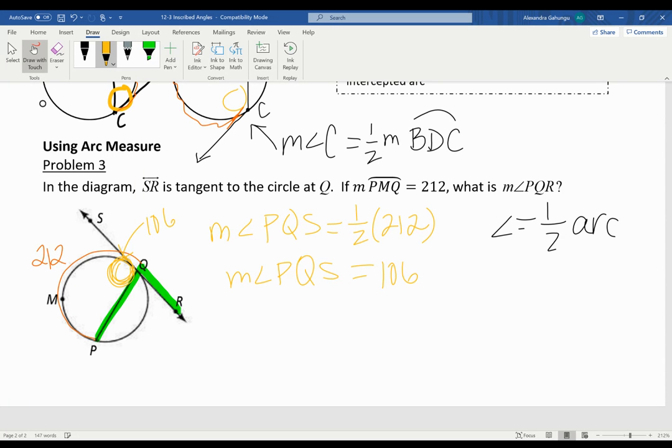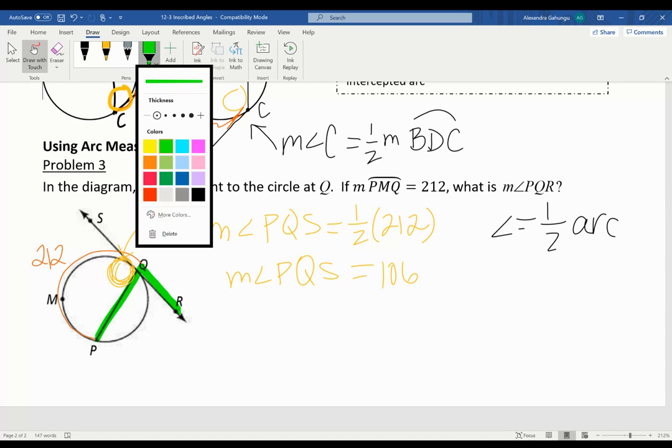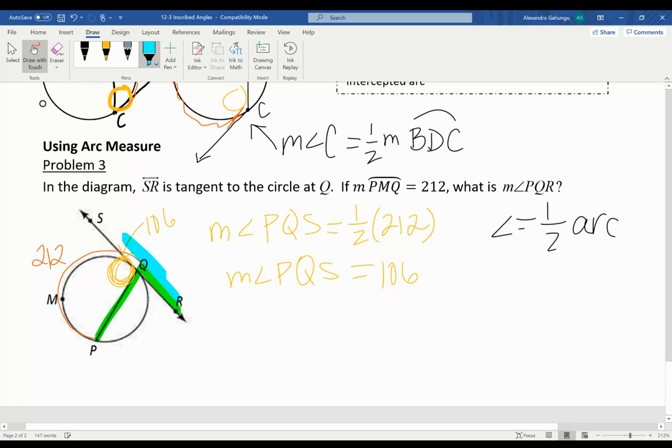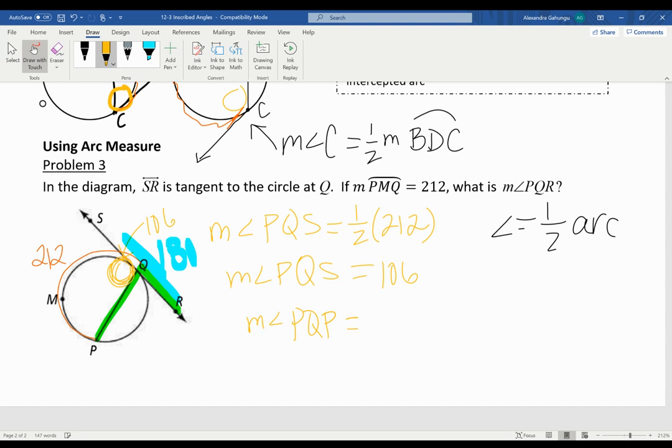One thing I notice is that we have a straight line here. That means that we have a measure of 180 for both of these angles altogether. So the measure of angle PQR is going to be 180 minus 106, and it's going to be 74 degrees. And that is an R right there, PQR. So we are using that we have a straight angle and that the sum of those two angles is 180.